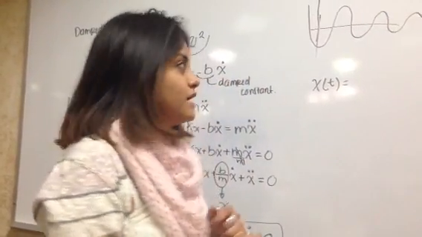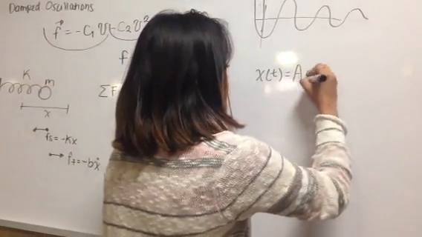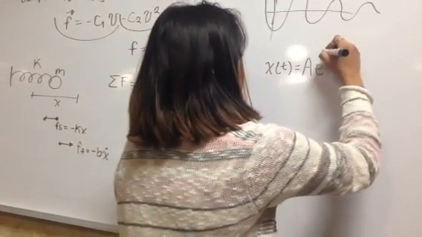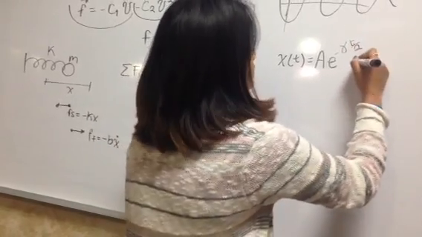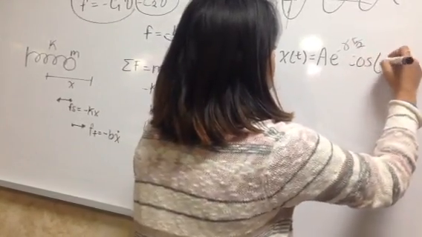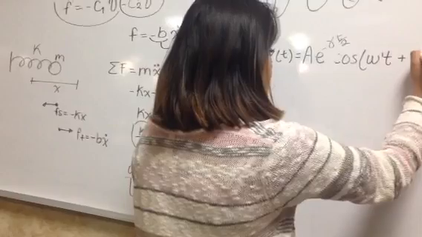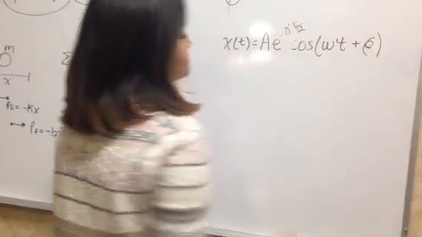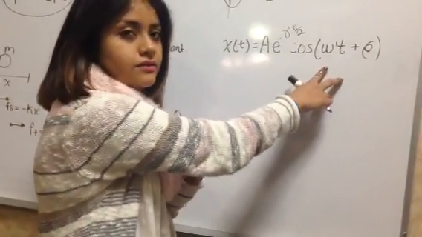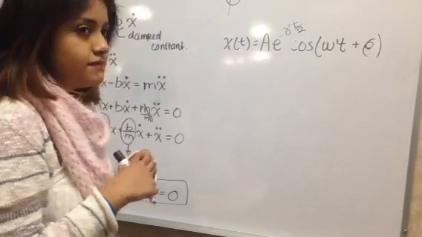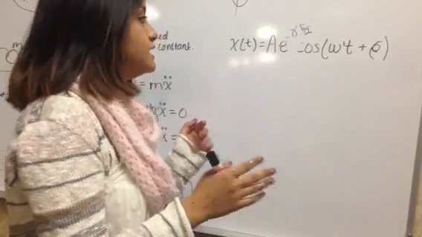That's why we have to add a new term, which will be an exponential, to the minus gamma times t over 2, times cosine of omega prime times time plus the constant. We also have a new omega because of the same thing, that the wave will be decreasing.